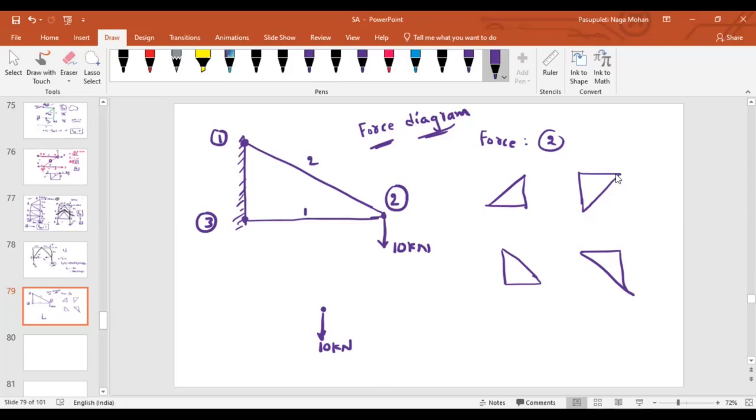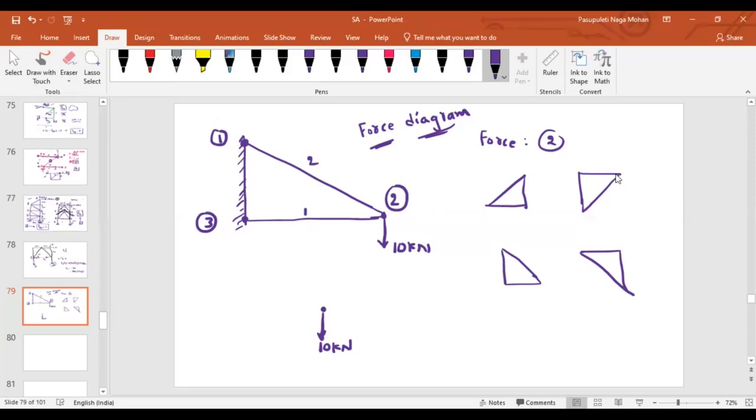Without solving anything, can you identify whether member 1 is under compression or tension? Member 1 is compression, sir. Imagine you are applying loads like that. Then what is happening? It will compress this and it will elongate this. Compress, right? Member 1 is under compression.